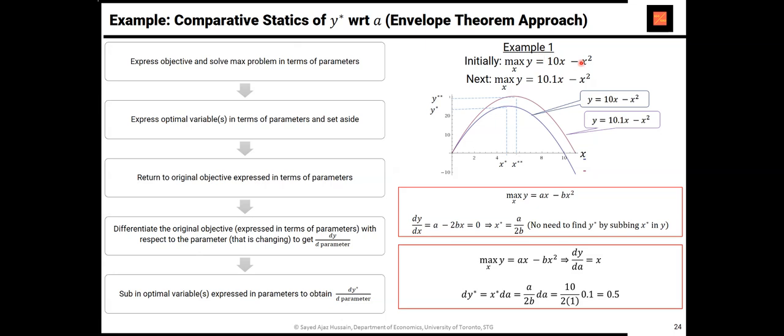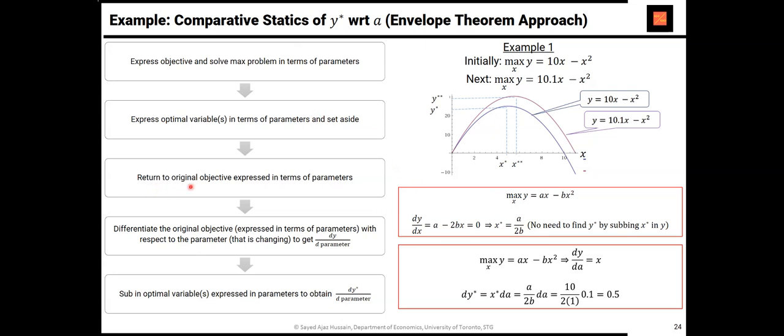Here's an original problem, a new problem. Somebody says, give me the change in y star due to a change in baby a, without having to calculate the value function or doing the problem one more time. Express the objective and solve the problem in terms of a's and b's. I've now set aside the x star here. Cool? In terms of a's and b's.